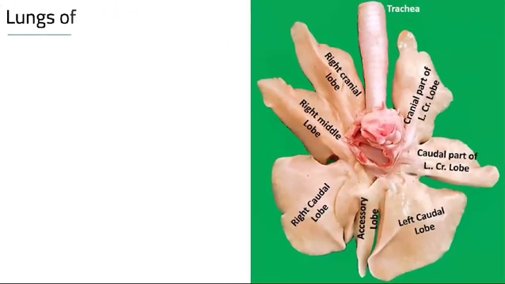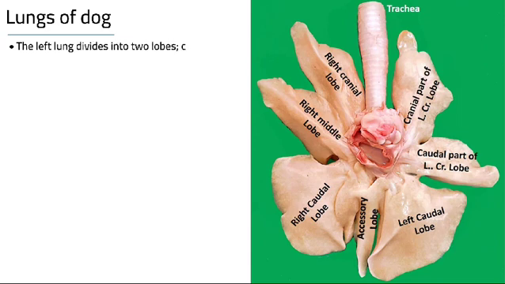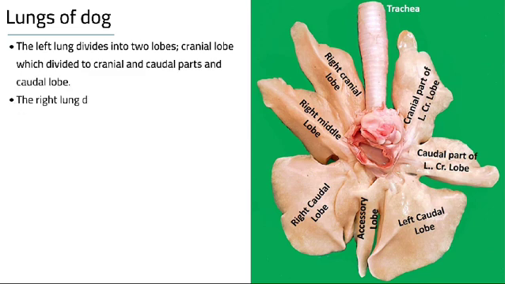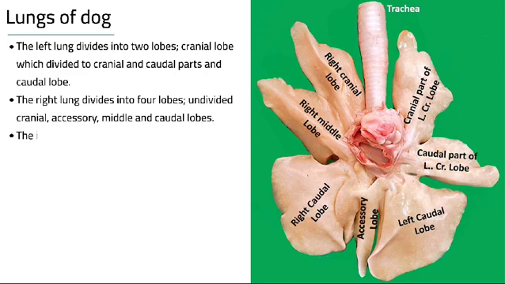Lungs of dog. The left lung divides into two lobes, cranial lobe, which is divided into cranial and caudal parts, and caudal lobe. The right lung divides into four lobes, undivided cranial, accessory, middle, and caudal lobes. The interlobar fissures are very deep. The interlobular fissures are absent.